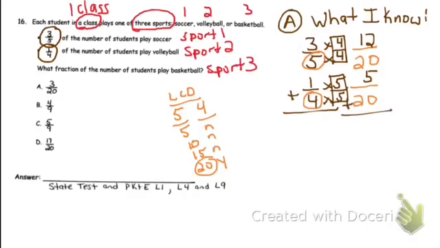So let's add. My numerator is 12 plus 5 equals 17. My denominator will stay as 20. Now again, I don't try and simplify my fractions until I'm done with the entire problem. So what do I know here?